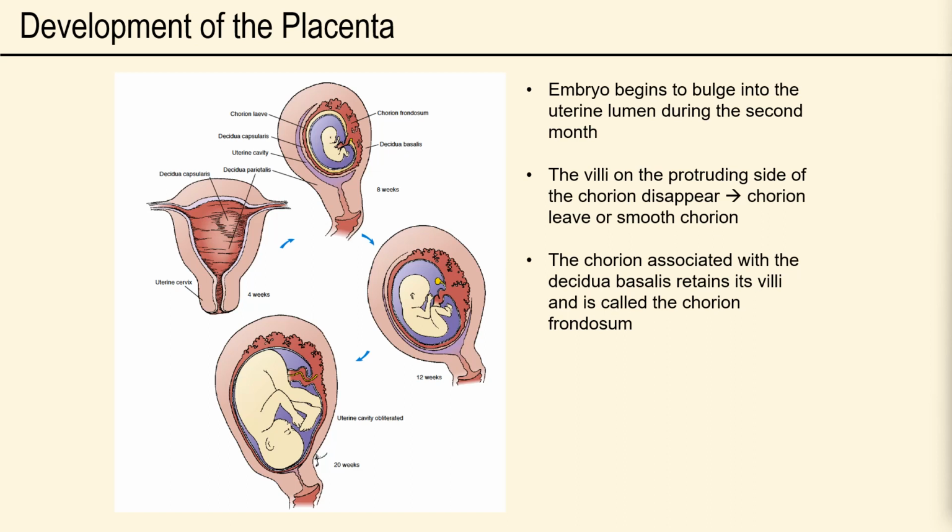As the fetus continues to grow, the villi encircling the embryo begin to modify, and those on the lumen side of the embryo begin to smooth, whereas those on the uterine lining bound near the decidual plate remain frilly and retain their ability to exchange with the maternal circulation. The ones that remain frilly are called the chorion frondosum.